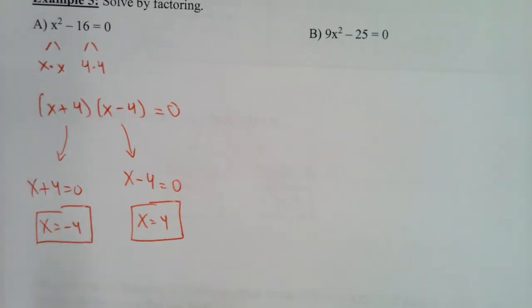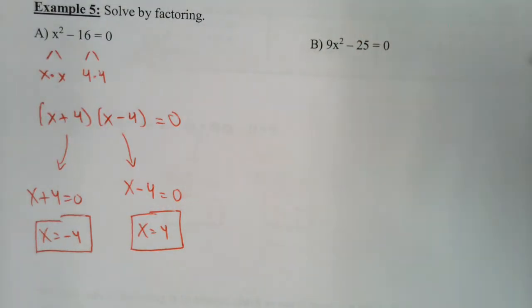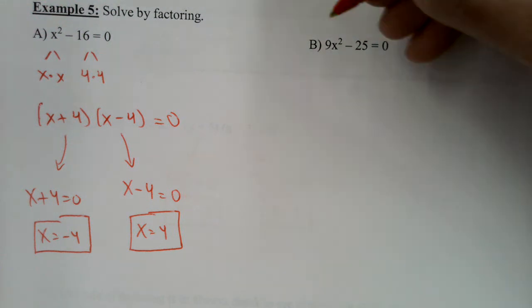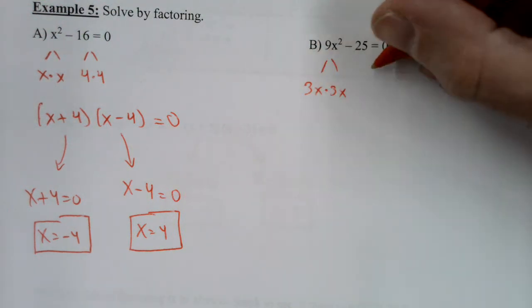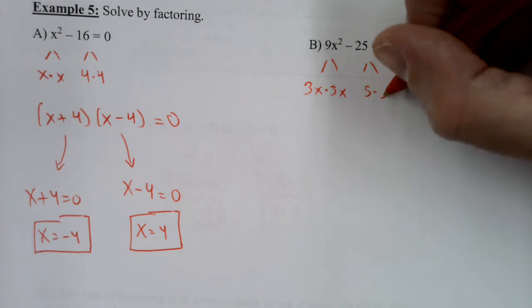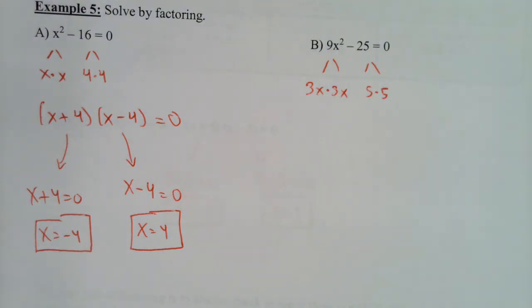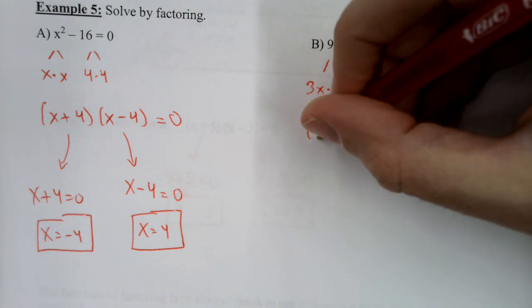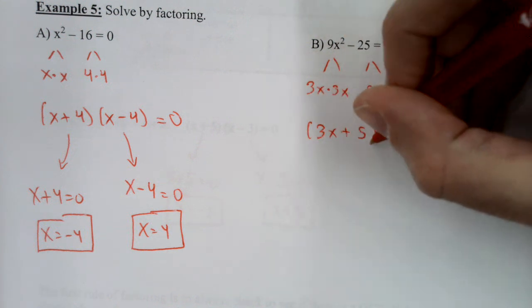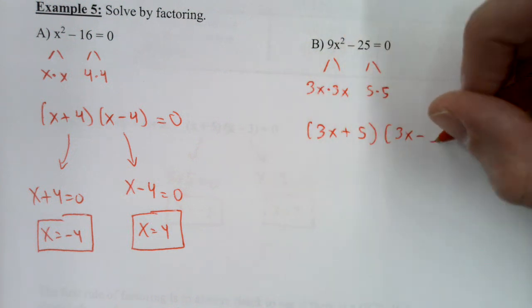Okay. This next problem is also the difference of two squares because 9x squared is a perfect square. It equals 3x times 3x. And 25 is a perfect square because it equals 5 times 5. So when you factor it, it becomes 3x plus 5 times 3x minus 5.